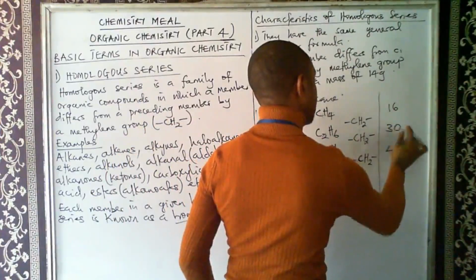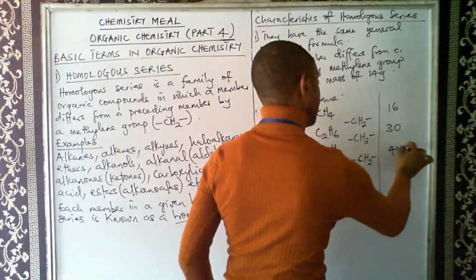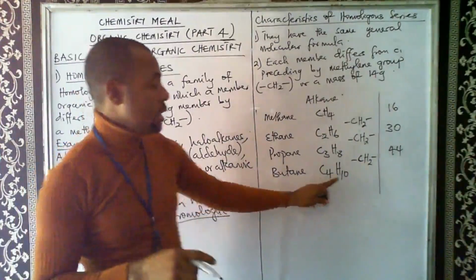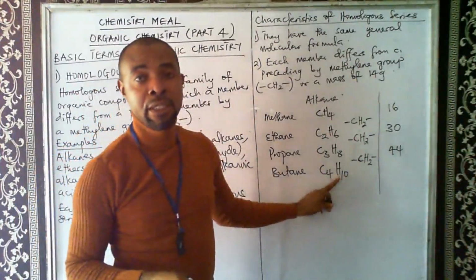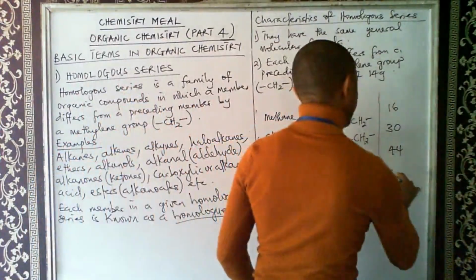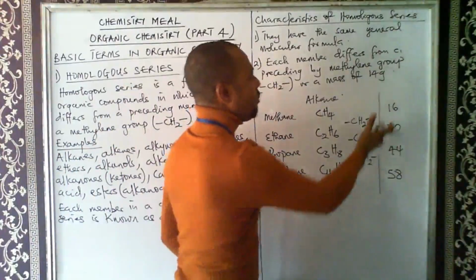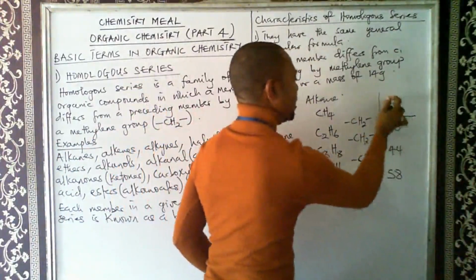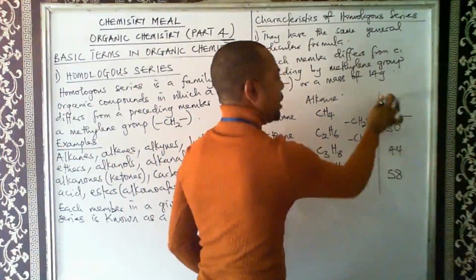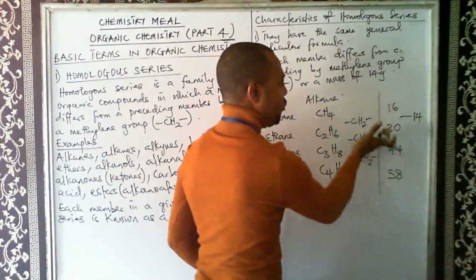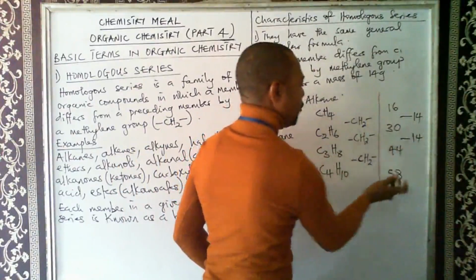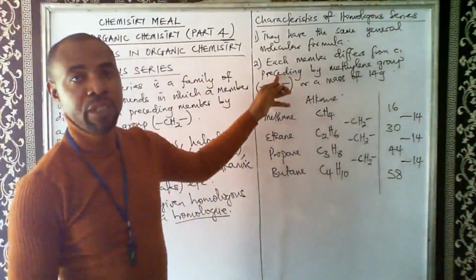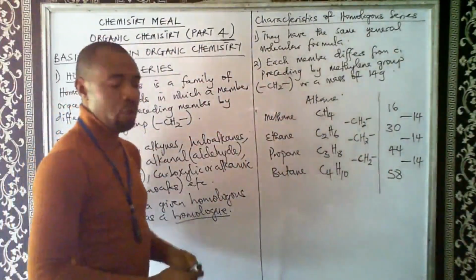So we have 16 for methane, 30 for ethane, then 44 here. For butane, 4 times 12 gives us 48, and 10 times 1 is 10. 48 plus 10 gives us 58. Now, what is the difference in terms of mass between them? 30 minus 16 gives me 14. 44 minus 30 gives me 14. 58 minus 44 gives me 14. So that proves this characteristic of a homologous series.